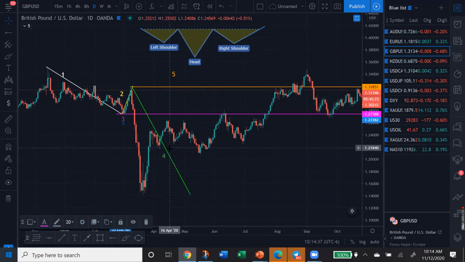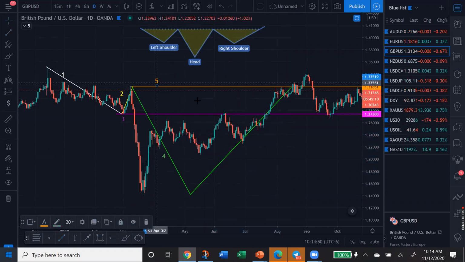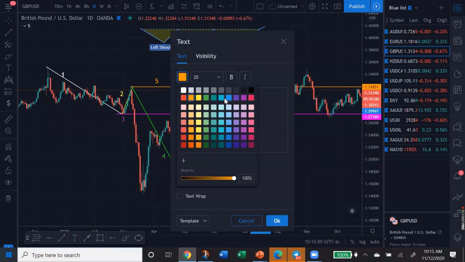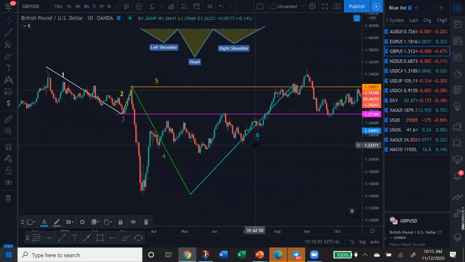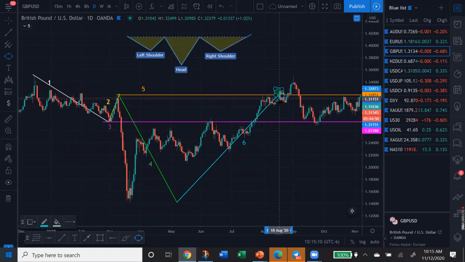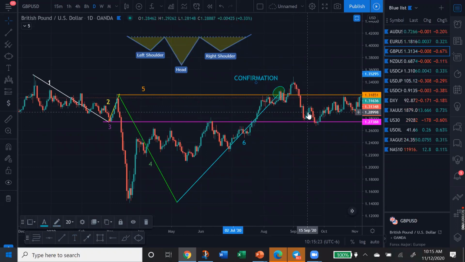Then step number 6, I said, was the most important part. Step number 6 is where we have the market come back, and we needed to touch number 5, the neckline. We need step number 6 to touch our neckline, which it did. Once we get that, we received confirmation. That is called confirmation.